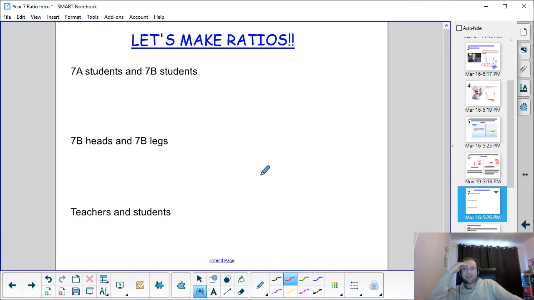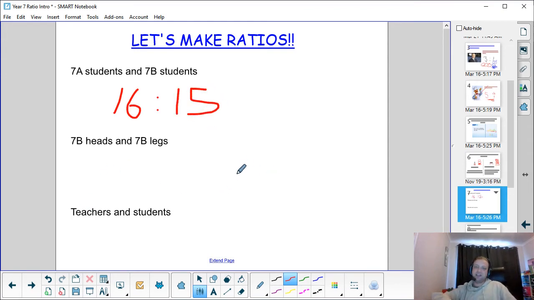All right, so when we're making ratios, you really just have to know how many parts are on one side and how many parts are on another side, and then you can just chuck them in your ratio, and then we'll see about simplifying in a minute, okay? So if I had to make a ratio comparing 7A students with 7B students, well, you've just got to know how many students are in each group. So I do know for a fact that there are 16 students in one group, and there are 15 students in the other group, right? The ratio is 16 to 15, right?